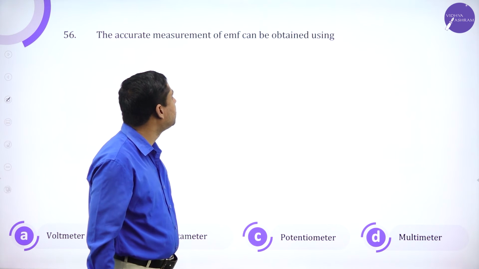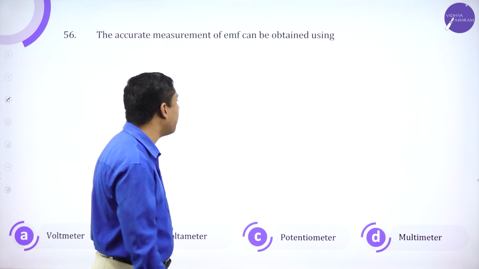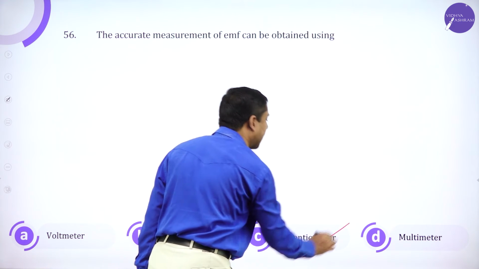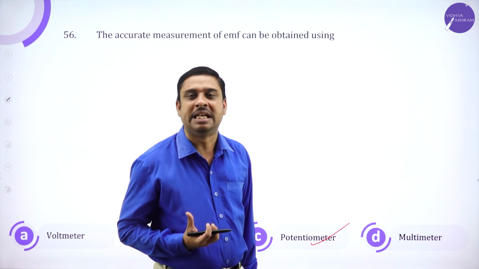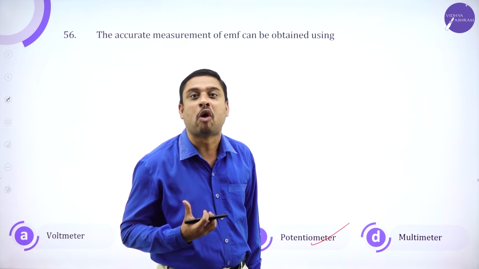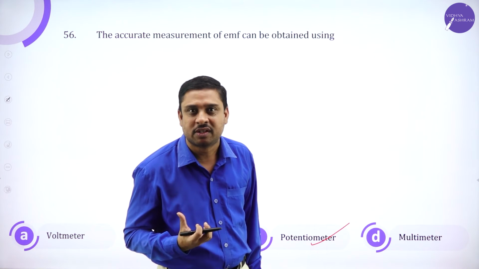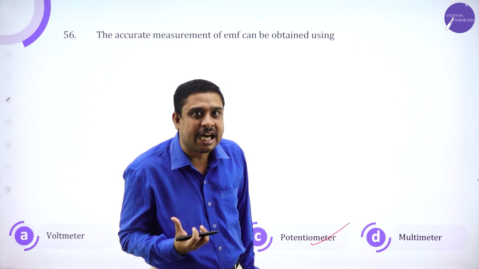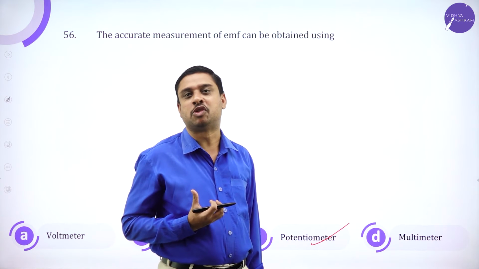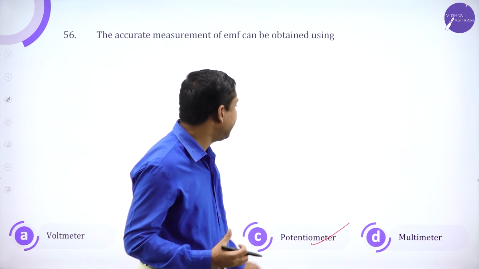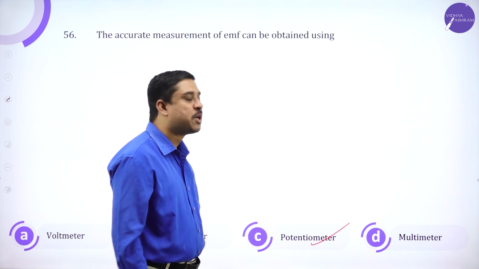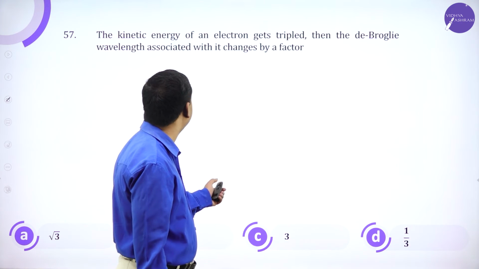Accurate measurement of EMF can be obtained using a potentiometer. Why? Potentiometer will not draw current from the source. Voltmeter draws current from the source. Potentiometer will not draw any current. Therefore, it measures EMF accurately.